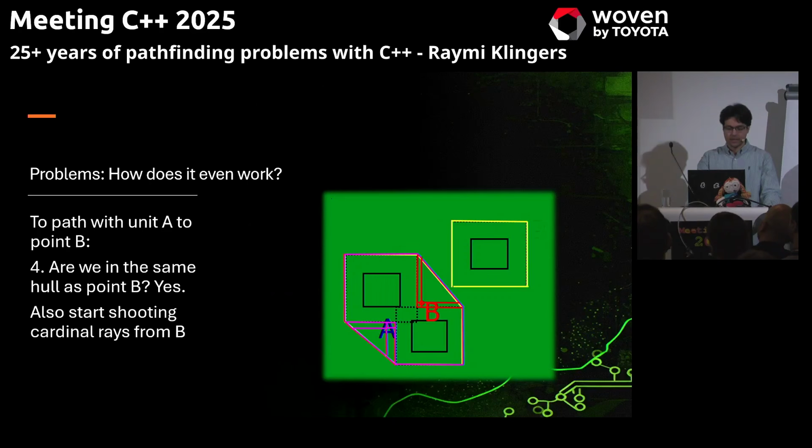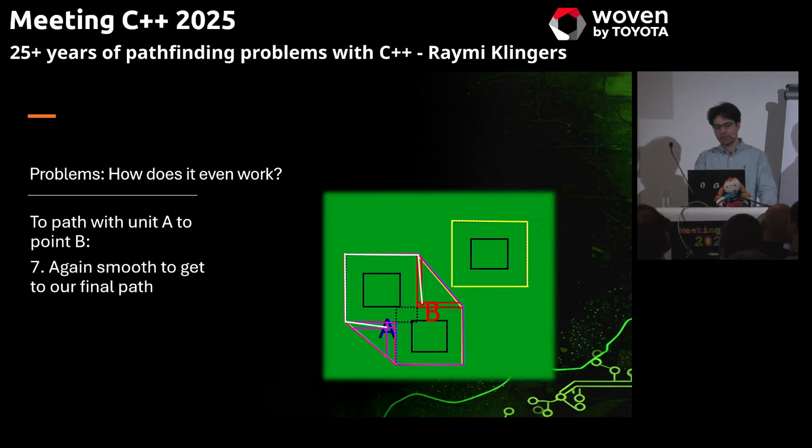Now, there are some edge cases that we need to handle. What if our goal is in the same hull as we started or in another hull? There we do something that looks a little bit like bidirectional pathfinding. So we start at our goal and we just repeat the same thing as we started with our start position. We shoot cardinal rays until we escape out of our convex hull. And then we link up the path and you get our path again.